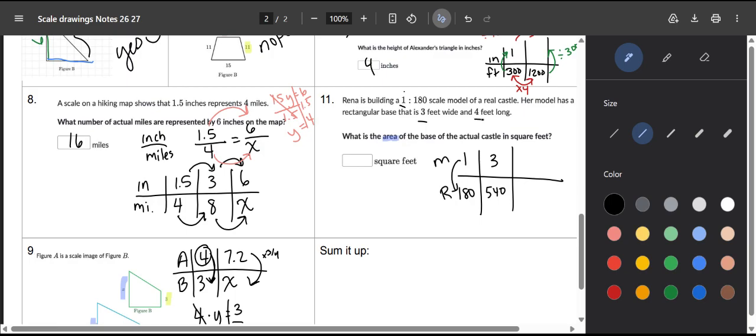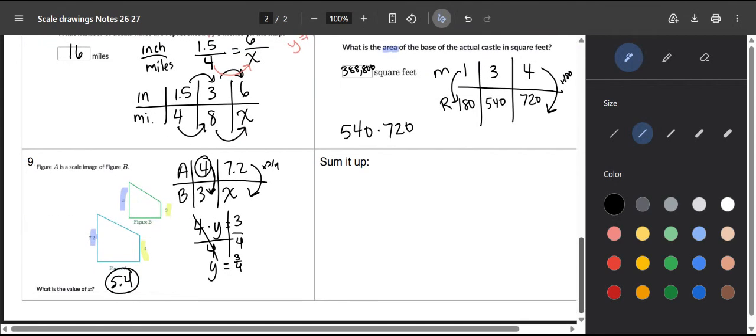The other measurement of the castle is 4 feet. So I can do the same thing. I can do 4 times 180 and find that measurement and get 720. Well, that's all well and good, but they didn't ask me for the measurements of that rectangle. They asked me for the area. So to find the area, I would do 540 times 720, and we're going to get a crazy big number, 388,800 square feet.